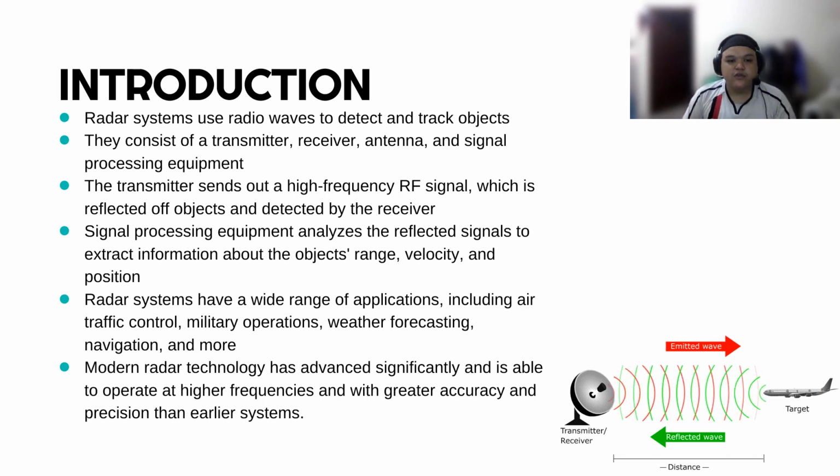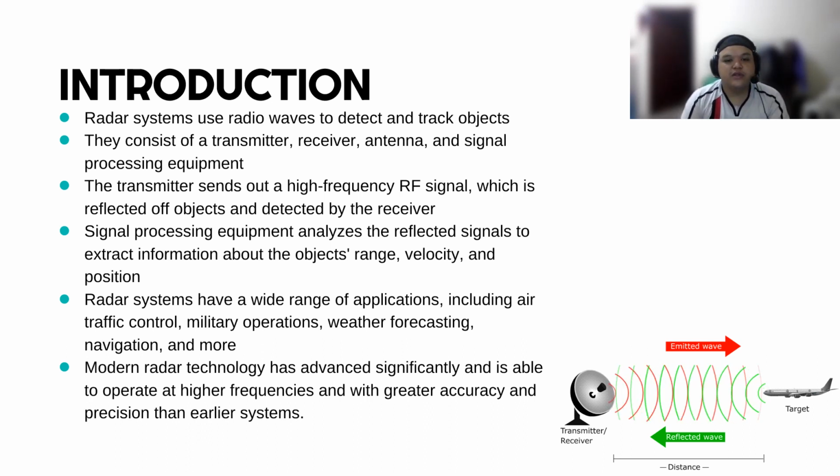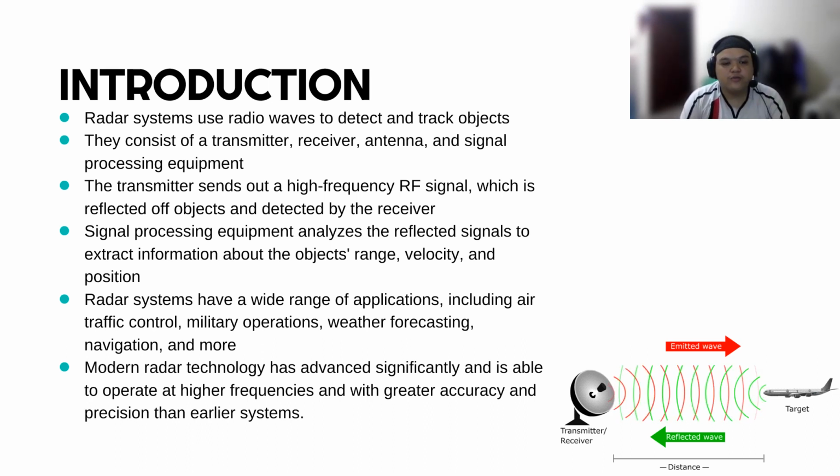Okay, for the introduction, radar systems use radio waves to detect and track objects. They consist of a transmitter, receiver, antenna, and signal processing equipment. The transmitter sends out a high-frequency RF signal, which is reflected off an object and detected by the receiver. Signal processing equipment analyzes the reflected signals to extract information about the object: range, velocity, and position.